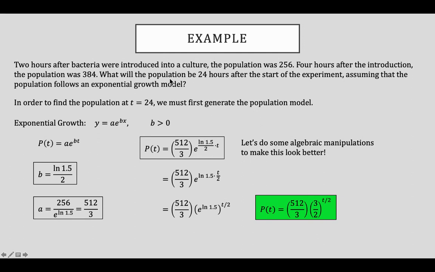So now we need to answer the question. What will the population be 24 hours after the start of the experiment? That means we are just plugging in 24 for t, and simplifying gives us approximately 22,143 bacteria.